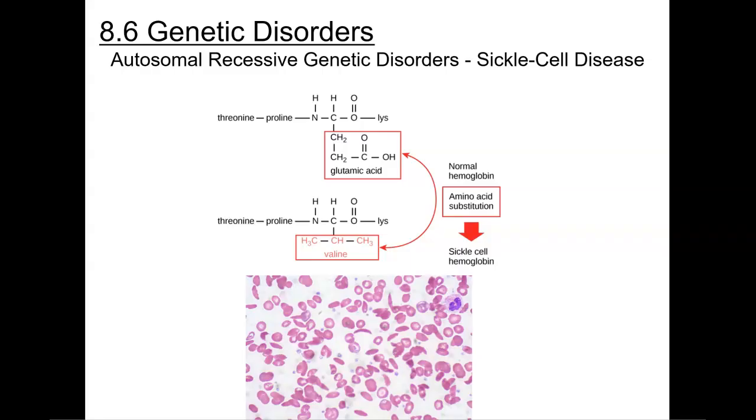Autosomal recessive genetic disorders like sickle cell here are going to be shown. It's where one base pair is going to change, and so the amino acid changes. When that amino acid changes, it no longer produces the proper hemoglobin, and then you see those sickle-shaped cells in the slide here below.